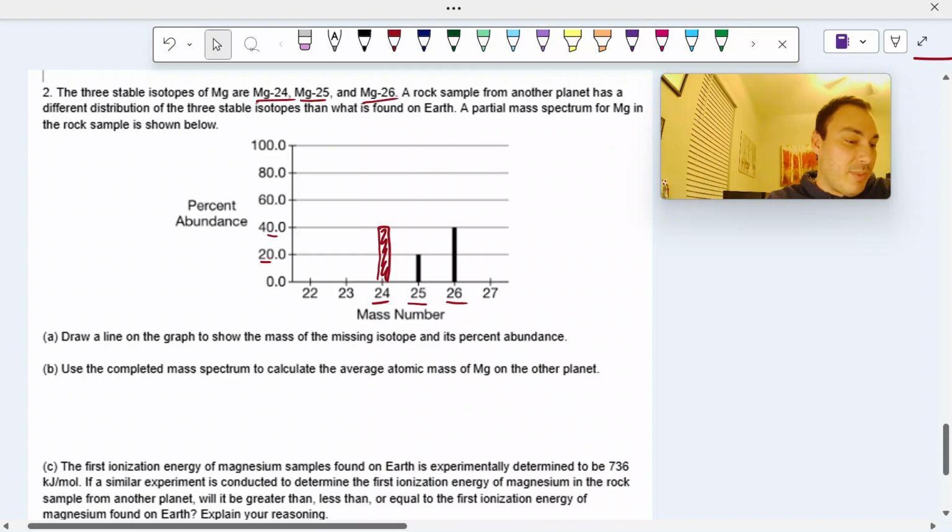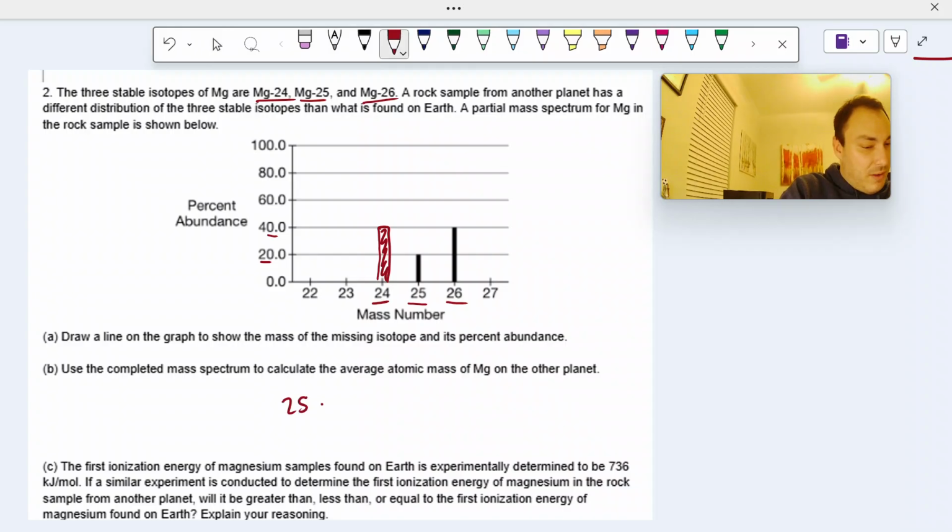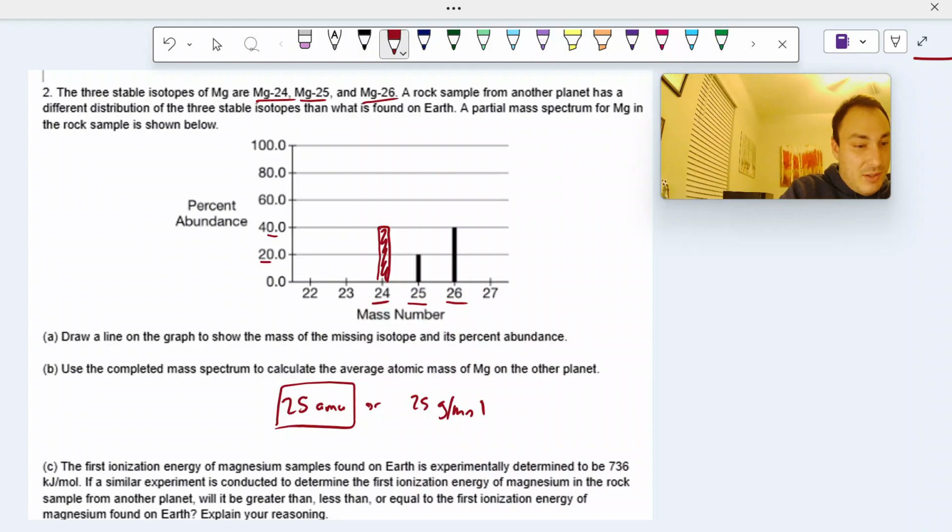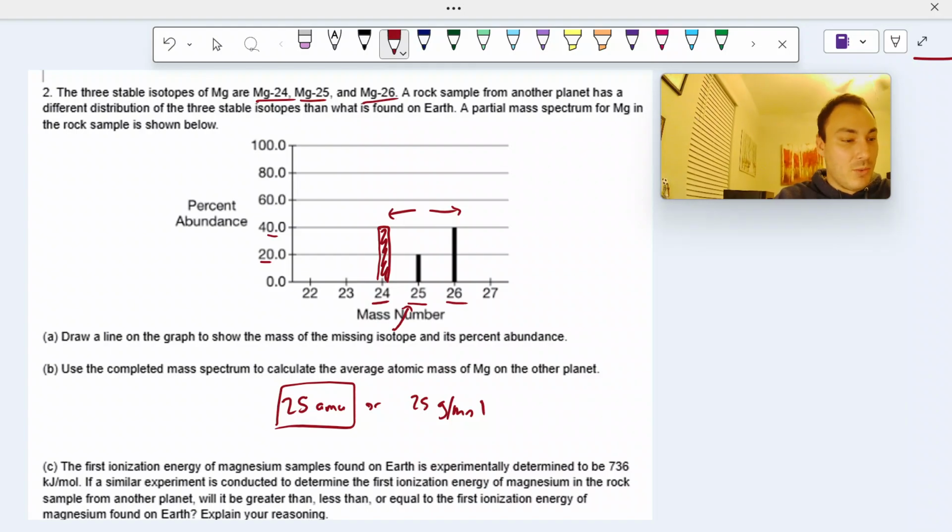Use the completed mass spectrum to calculate the average atomic mass of magnesium on the other planet. This one, I really don't even need to do the calculation before. I know that the average atomic mass is just going to be 25 AMU, or 25 grams per mole. That is because the average is 25 perfectly. It's a weighted average, but we have exactly as much percent above 25 as we do below 25, so the average will come out to 25.